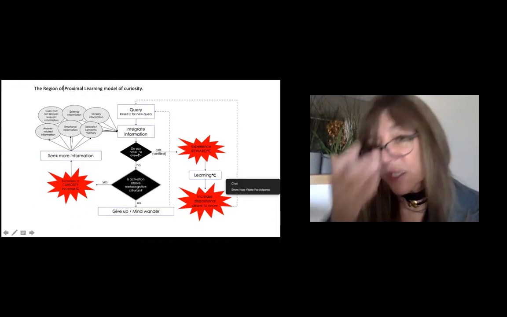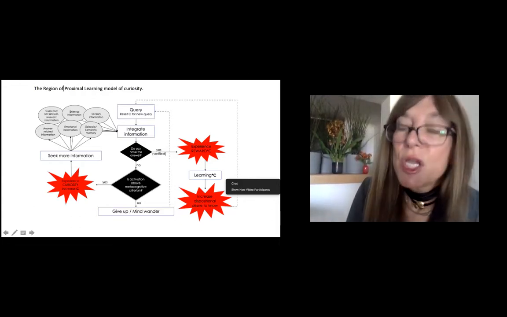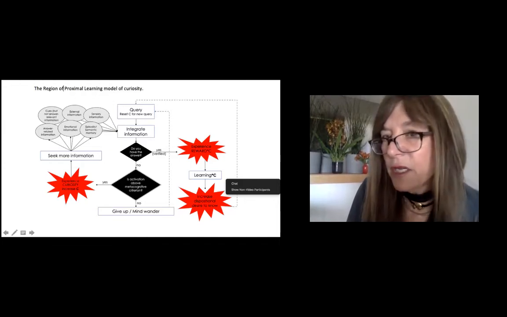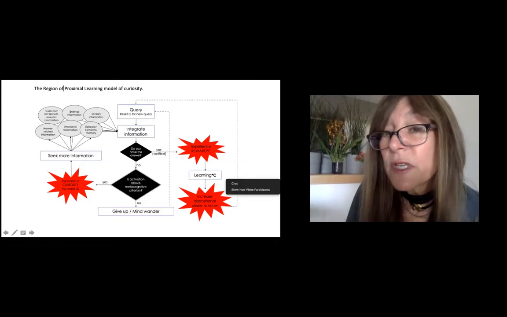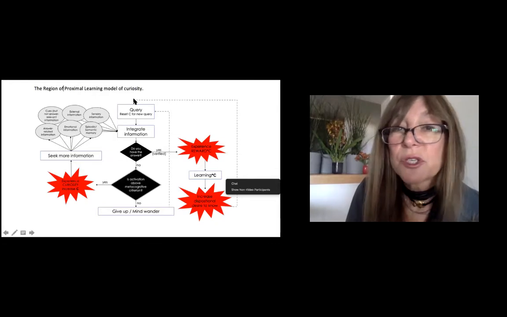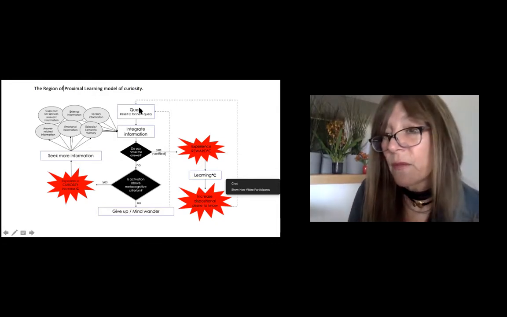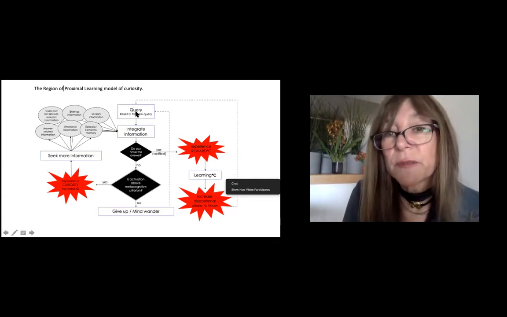Then you make a decision. Have you got the answer? And if the answer is yes, you give the answer, you experience some reward, you learn, and you may have an increased dispositional curiosity. Okay, and you go on to the next question.